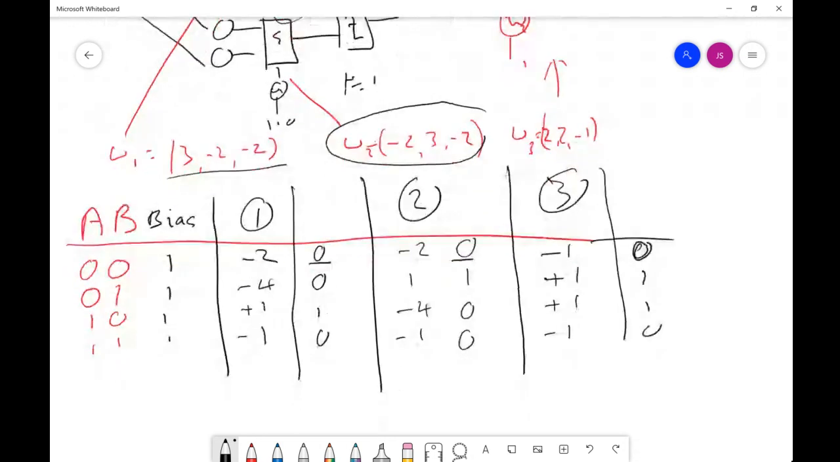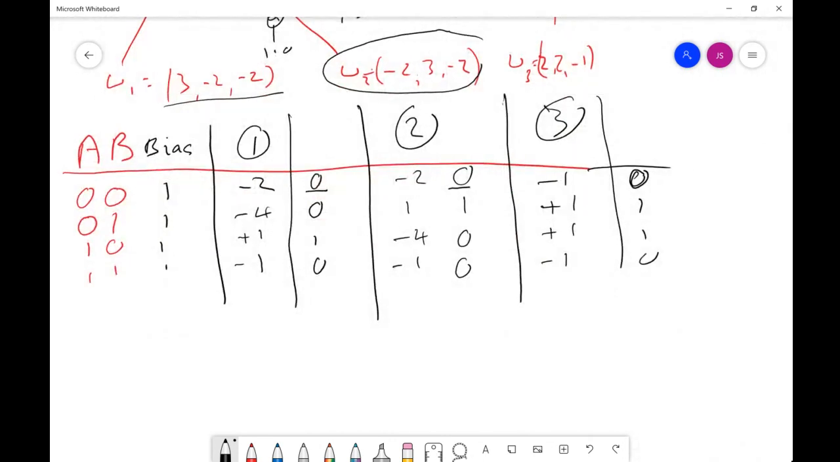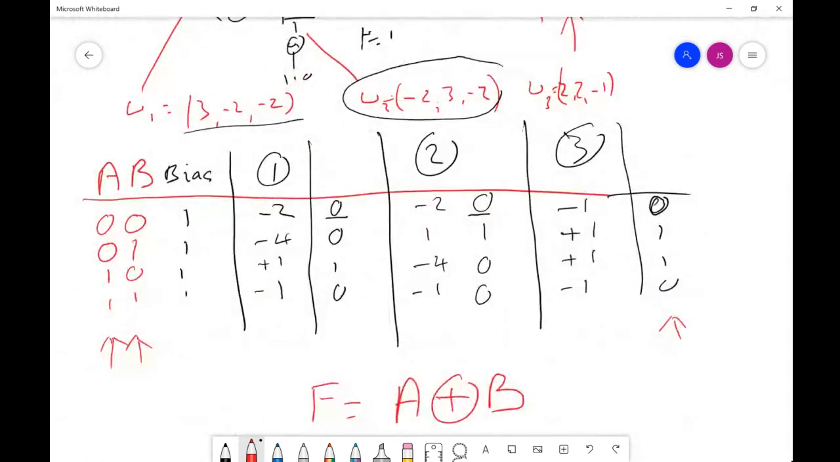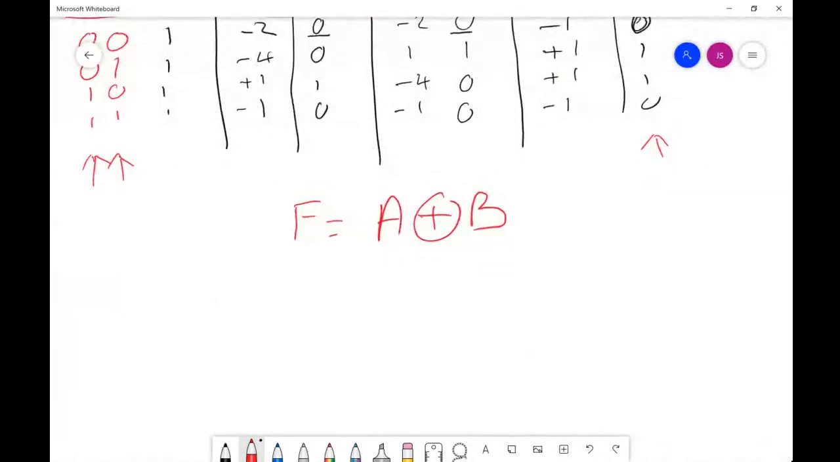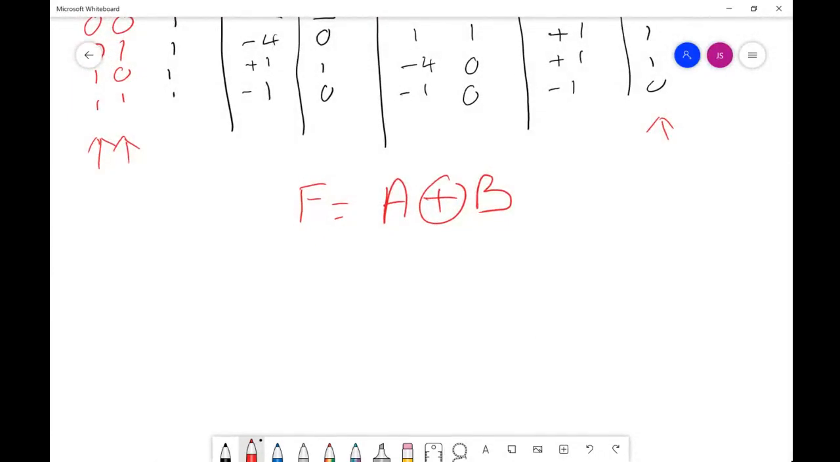So after thresholding, the output, this is input A. This is input B. That's the final output. Looking at that, if I haven't made a mistake in the calculation, the function f is going to be, as a logic function, A exclusive or B. So it appears that the multi-layer perceptron is performing the XOR function, which is an interesting problem because the XOR function is linearly inseparable and a single neuron can't solve that.